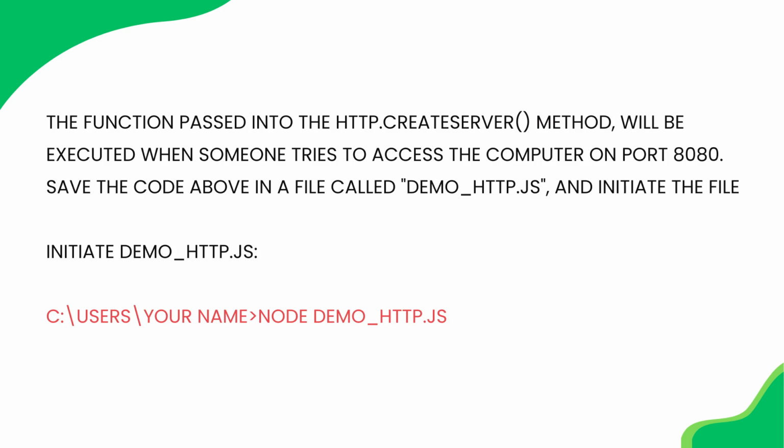The function passed into the http.createServer method will be executed when someone tries to access the computer on port 8080. Save the code above in a file called demo_http.js and initiate the file. Initiate demo_http.js. Open your command line and type: node demo_http.js.